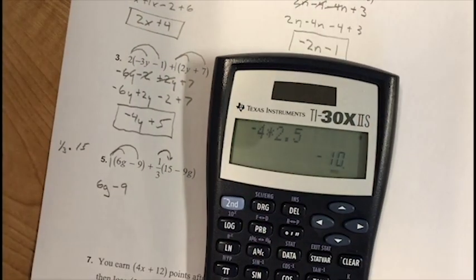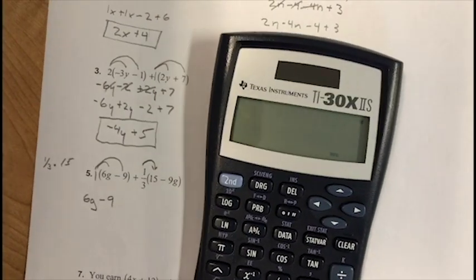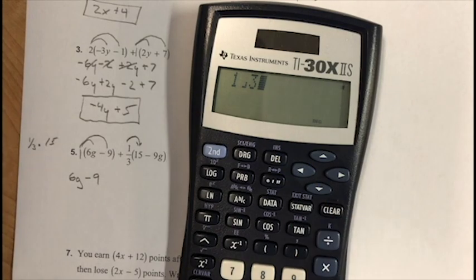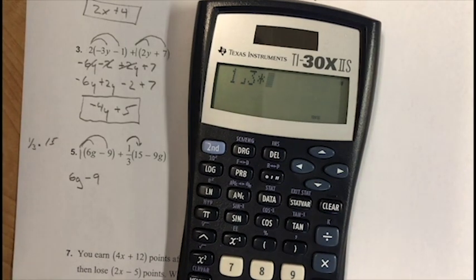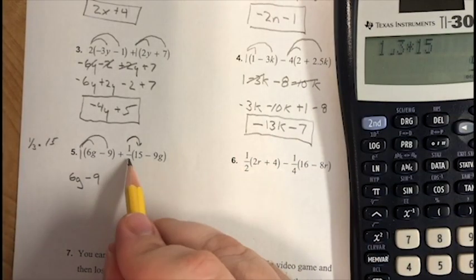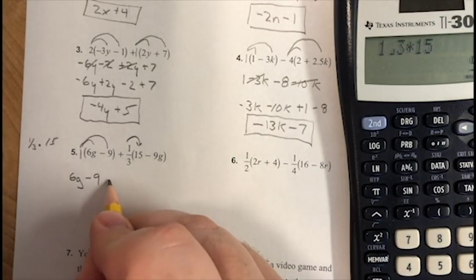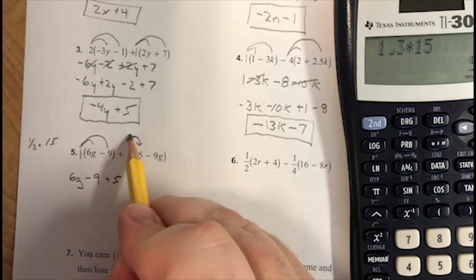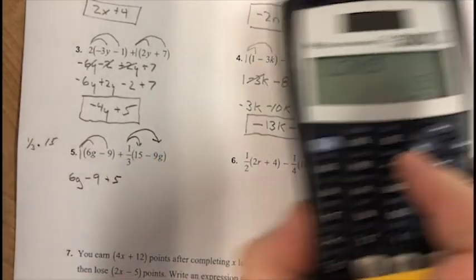Or in this case, I'm going to let you use a calculator. You're going to put in your calculator 1/3, and you're going to multiply it by 15, and when you do, you get 5. So 1/3 times 15 gives you a plus 5. Now we're going to do the next thing, 1/3 times a negative 9g.